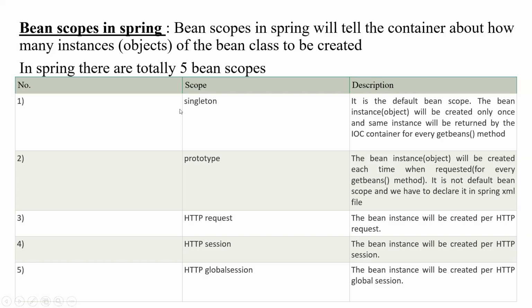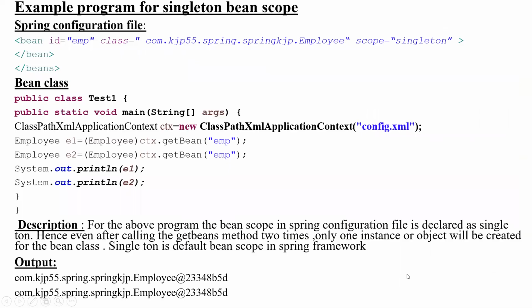See, if I declare my bean scope as singleton, only one object will be created for every user request. Even if you send multiple requests, only one object will be created. If you declare a bean scope as prototype, for every user request, one separate object will be created. Guys, HTTP request, HTTP session, HTTP global session will be used in web applications. Singleton and prototype will be used in enterprise applications. For every HTTP request, one bean will be created. For every HTTP session, for the whole session itself, one object will be created. And for one global session, one object will be created.